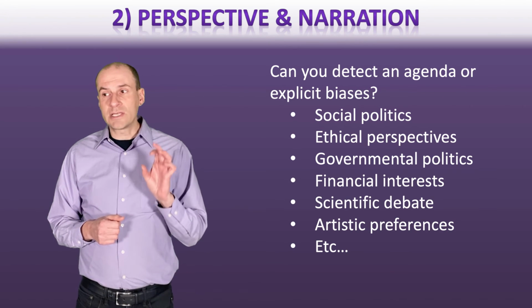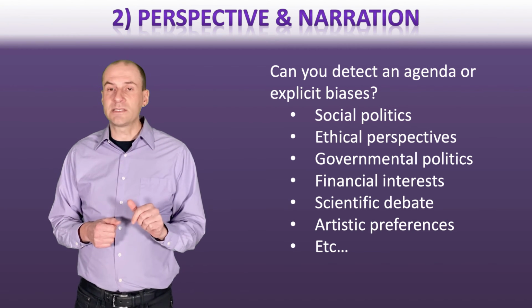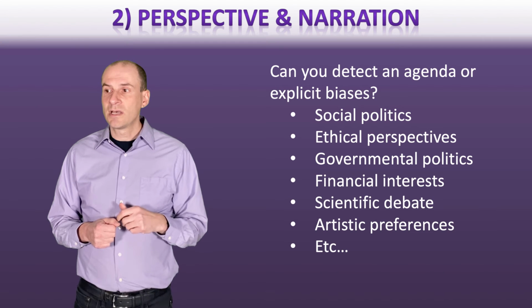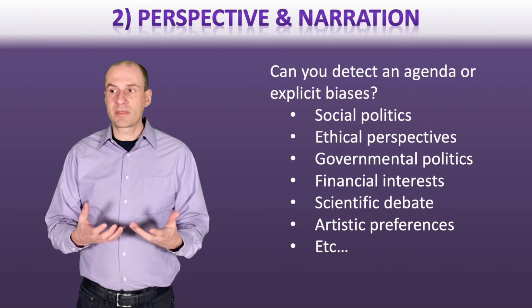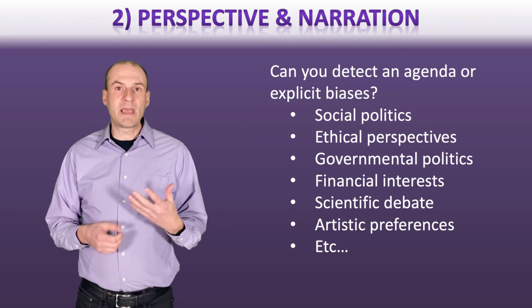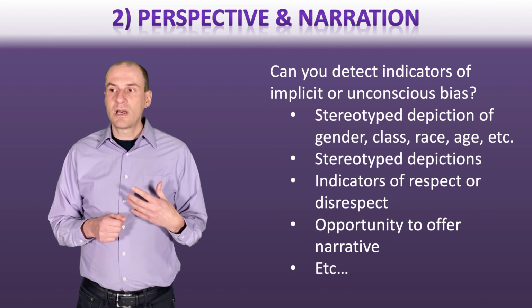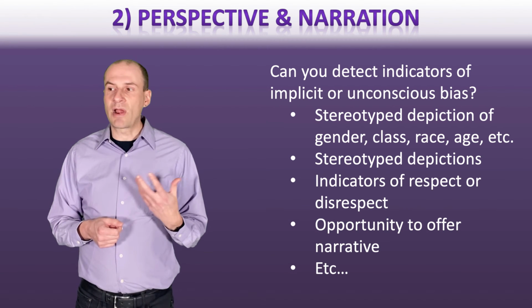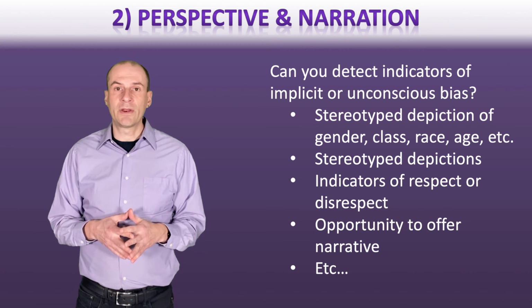And as we do this, we would look again at what we see as the agenda or potential biases. These can be explicit biases, which are direct and known about the thing that's being created, and that could be social politics or scientific debates or other things like that. But you also want to pay attention to implicit or unconscious biases around how people might be treated in a stereotypical way, for example.